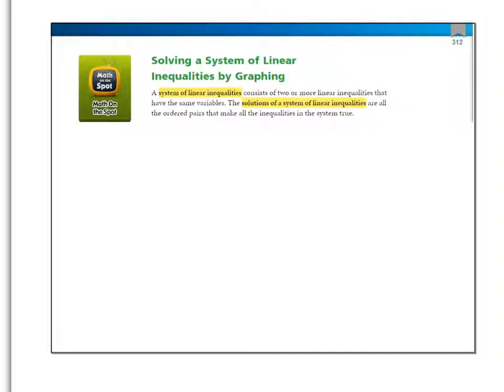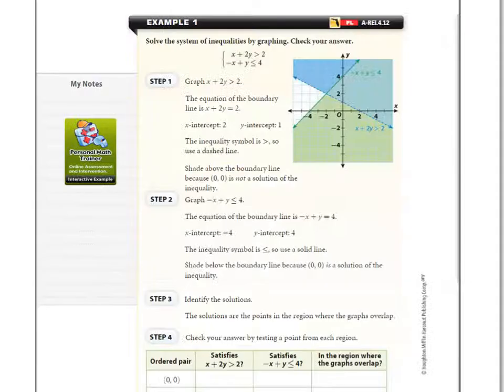To solve the system of linear inequalities, we're going to do exactly what you did through the Explore activity. You're going to graph each of the linear inequalities, and the solution is the ordered pairs that make it all true, not just the first one, but the first one and the second one. So here is an example that they've worked out for us with another visual of a graph. The first inequality is greater than, so notice that they use the dotted line, not a solid. The second inequality has the equal to part, so there's your solid line.